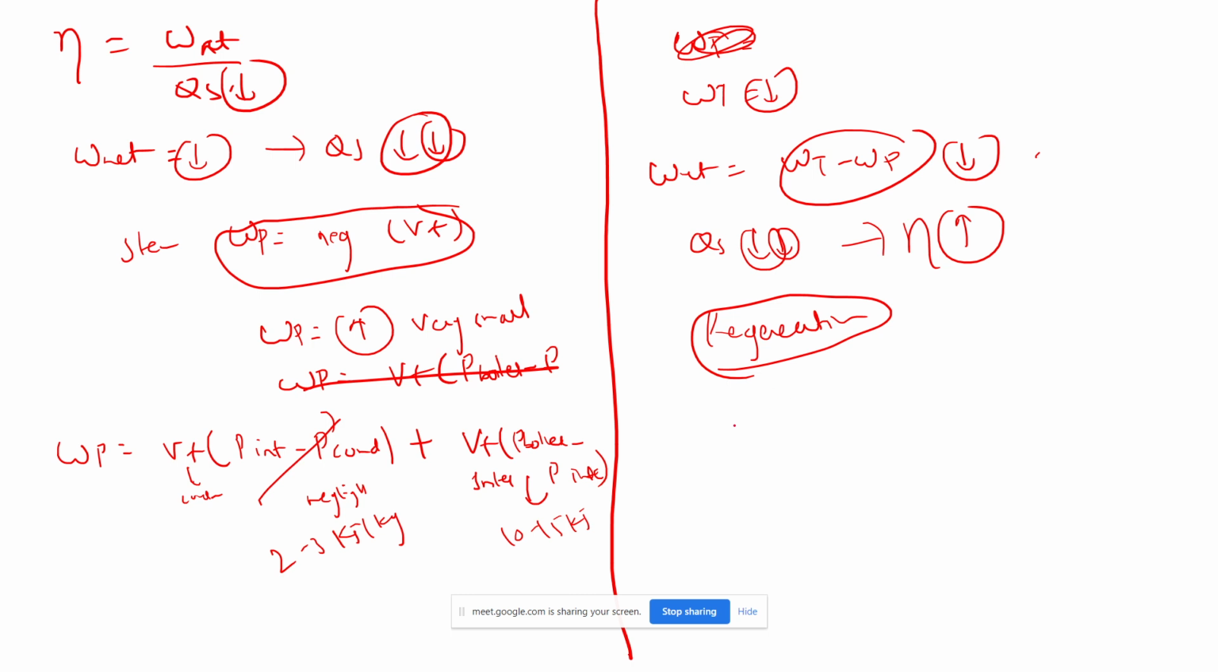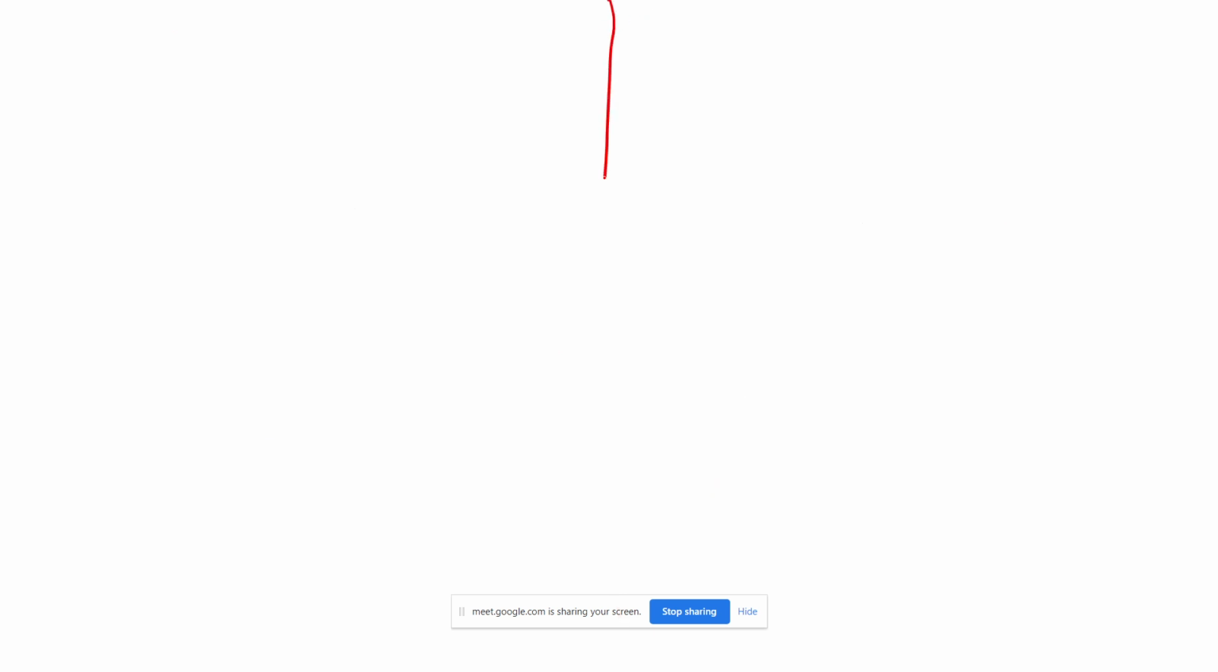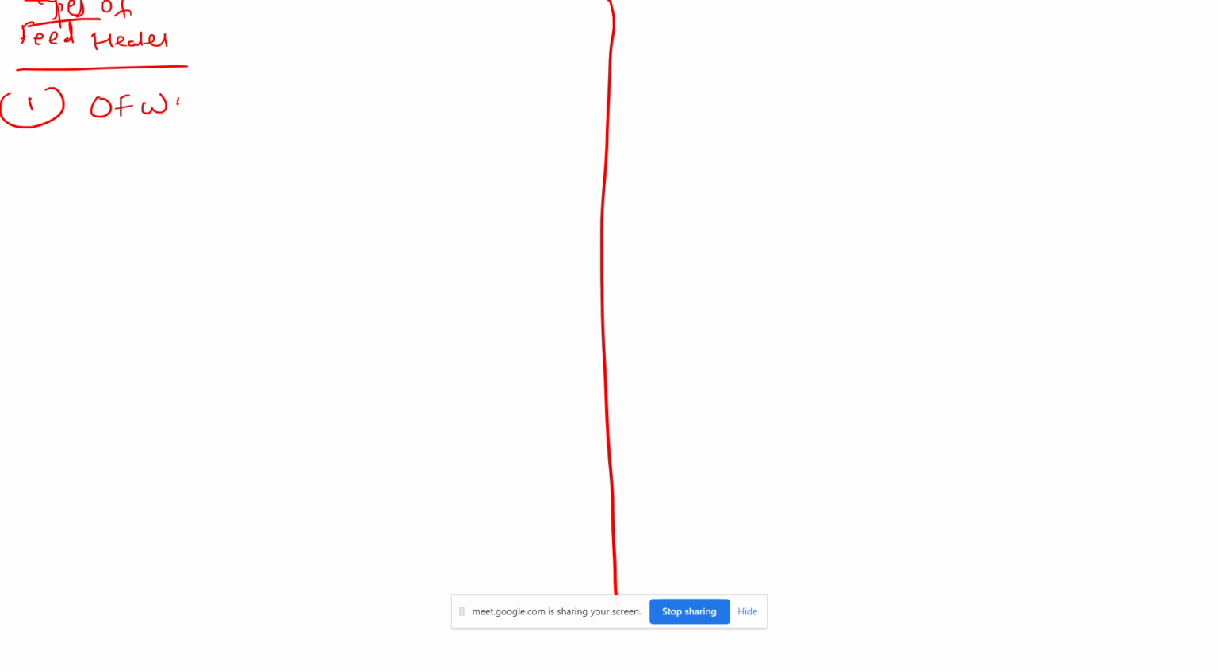So anyhow, in GATE they will only ask questions on the numerical part. Basically, for the last 5 to 6 years in GATE they have asked questions on the open feed water heater. There are basically two types of feed heaters employed. First one is the open feed water heater.